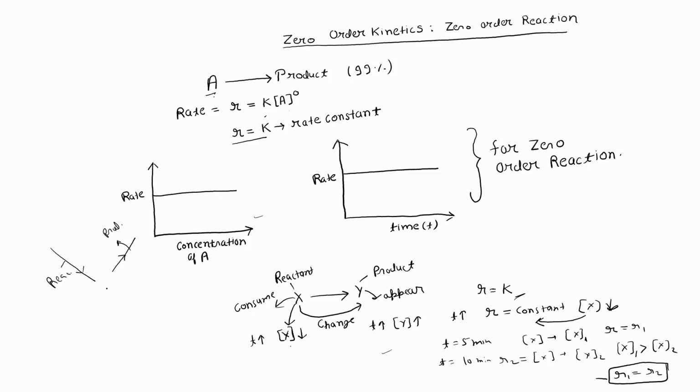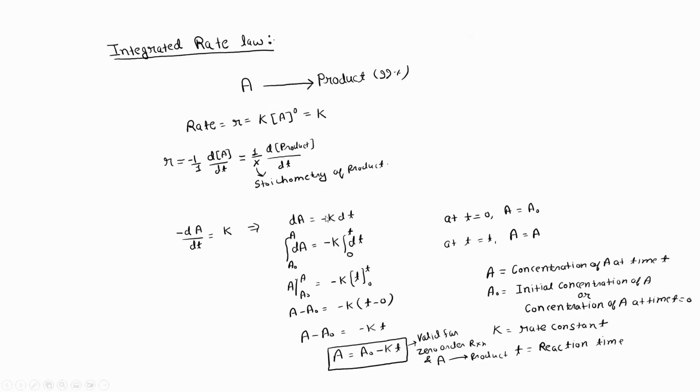So reactant will decrease. But the rate is constant. At each time, A is consumed at the same rate and product is formed at the same rate. So it is very important that rate should be constant, but your reactant should not be constant. Reactant will decrease over the time period and product will increase over the time period. So please consider this very important.